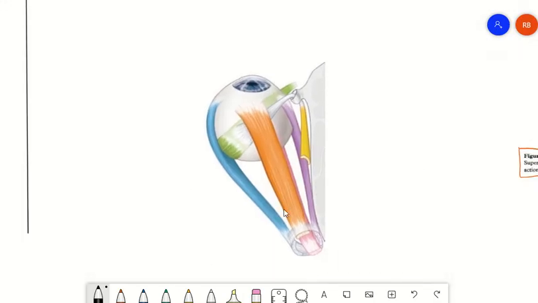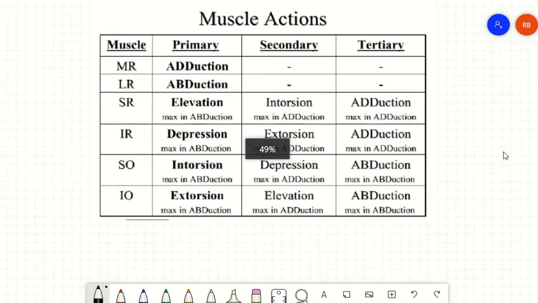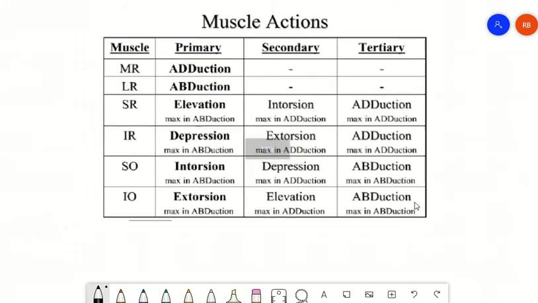So this is another diagram from Moore and Agur illustrating the extraocular muscles again. And we're going to keep referring to this table here, which gives us the muscle actions for the different muscles. So all of them will have a primary action, a secondary action as well. Don't worry too much about the tertiary action. It's quite easy to make sense of it when we incorporate it all together.